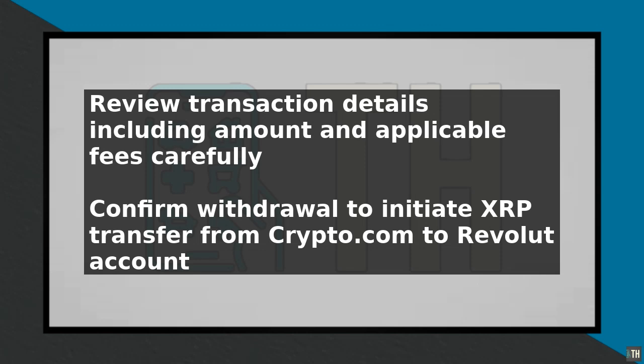It is essential to note that cryptocurrency transactions are irreversible, so it is crucial to double-check the recipient address and destination tag before confirming the withdrawal. Additionally, be aware of any applicable fees and the minimum withdrawal limits set by Crypto.com and Revolut.